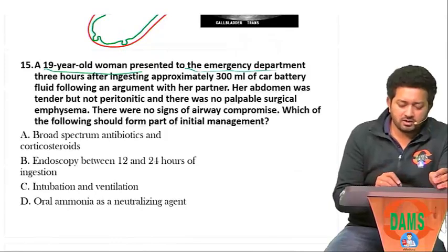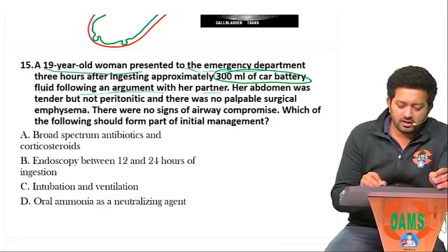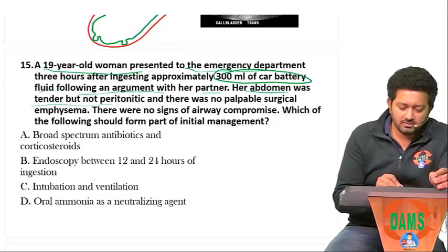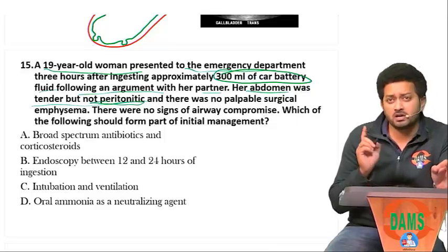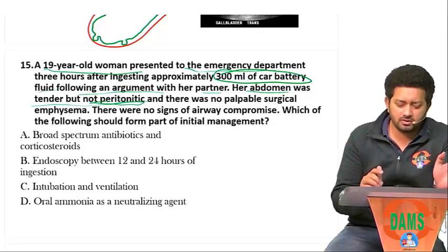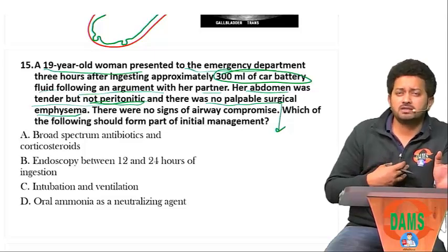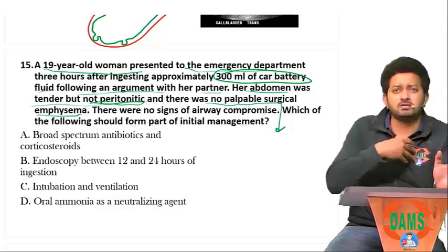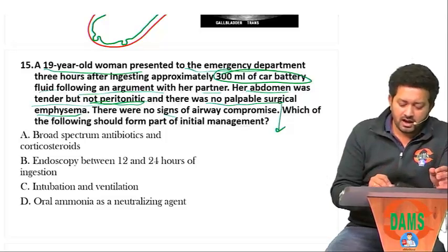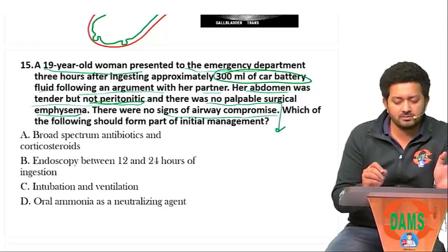A 19-year-old woman presented to the emergency after ingesting car battery following an argument, whatever. Her abdomen was tender, but there was no peritonitis. If it is peritonitis after this corrosive ingestion, you have to do surgery. Okay, there is no doubt about it. But there is no peritonitis and no palpable surgical emphysema. Surgical emphysema means there is rupture of the esophagus, because if esophageal rupture occurs, the air will come into the mediastinum, which will cause subcutaneous emphysema. And there was no airway compromise also. Which of the following should form a part of initial management?